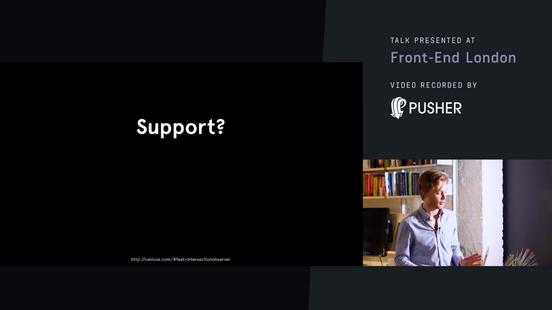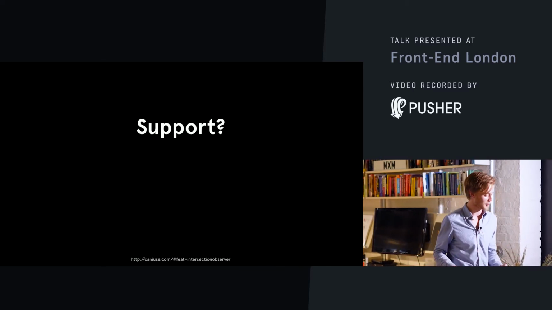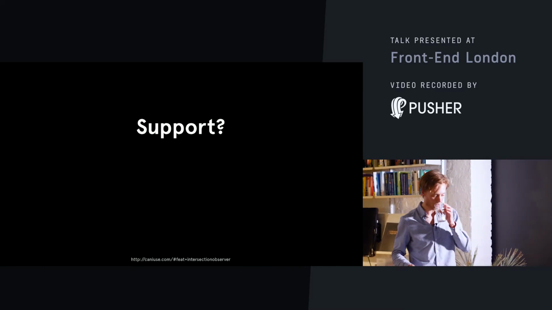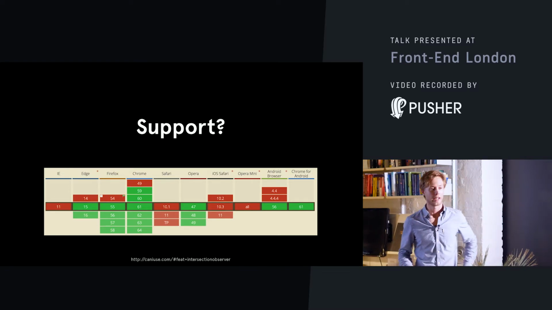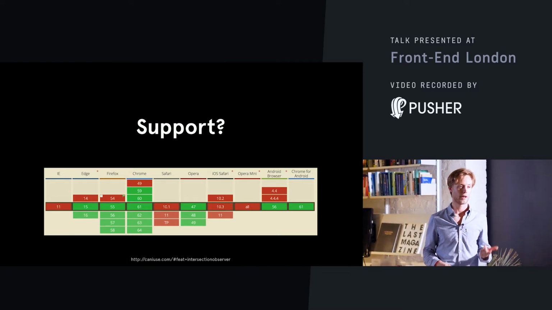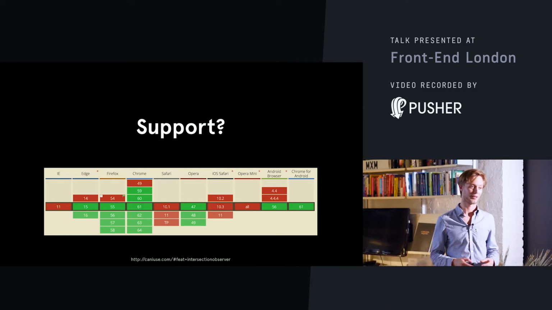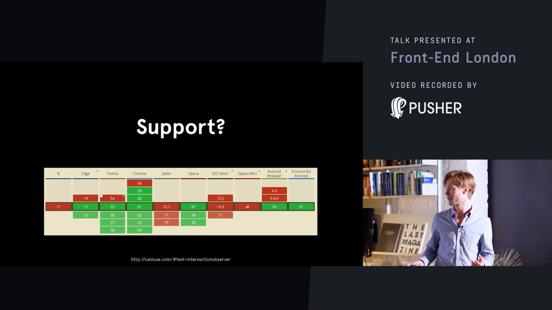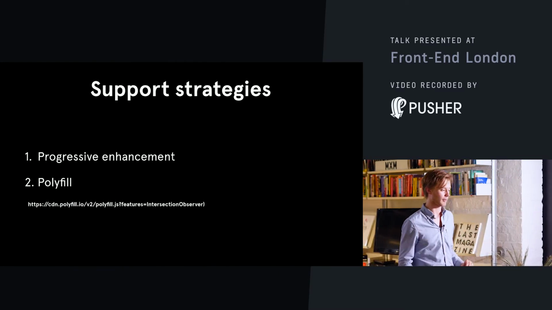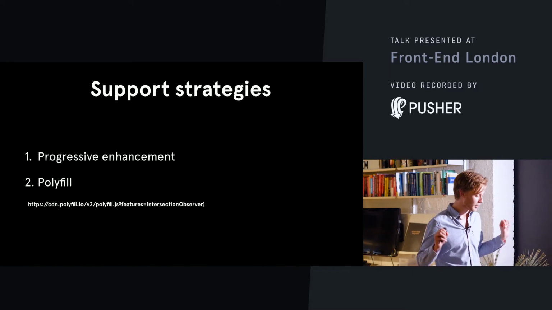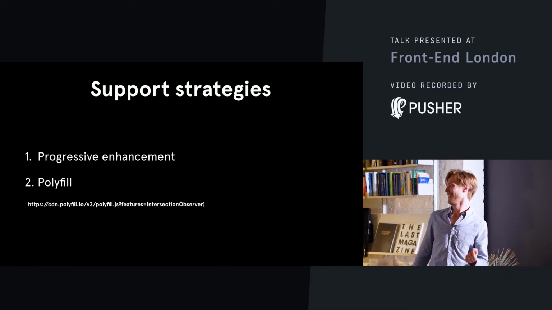OK, so this API is pretty cool. But what about support? Can we actually use it today? This is something you always need to know when you're working with new web APIs. Generally, the support is quite good nowadays. It's already supported in the latest versions of Edge, Firefox, Chrome, and Opera. But unfortunately, it's not yet supported in Safari, although they're working on it. But this means that you need a support strategy. It's quite easy, though. You can do it with some work.